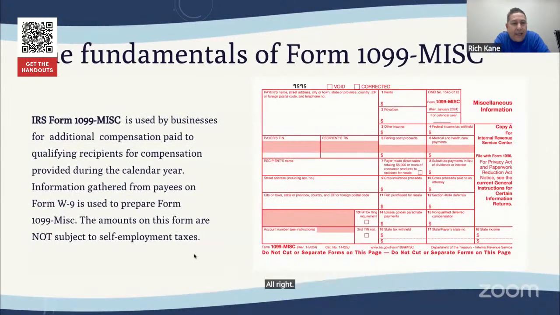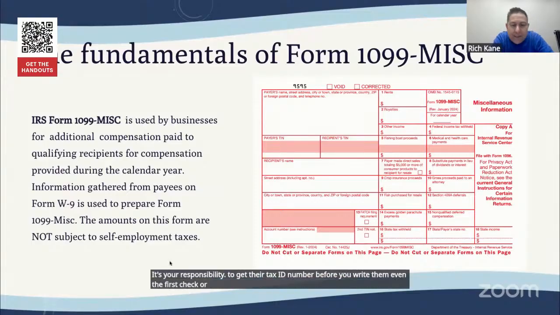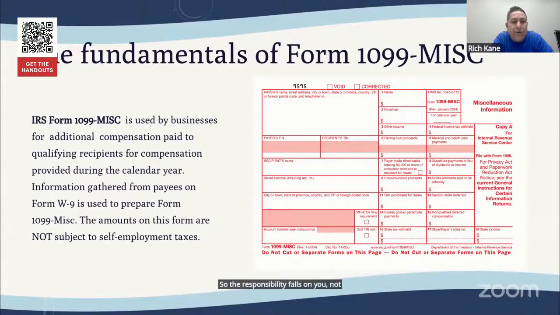All right, let's go to the next slide. Here are the MISCs. We've got rents and royalties. Now rents, yes, if you pay an individual rent and it's over $600, you need to issue them a 1099. The landlords get it. People say, oh, I've never issued one to my landlord, or the landlords say they don't want to give you their tax ID numbers. According to the IRS, you, as the one who gives out the money, it's your responsibility to get their tax ID number before you write them even the first check or send them the first payment. So the responsibility falls on you, not them, to get it. Okay, next.